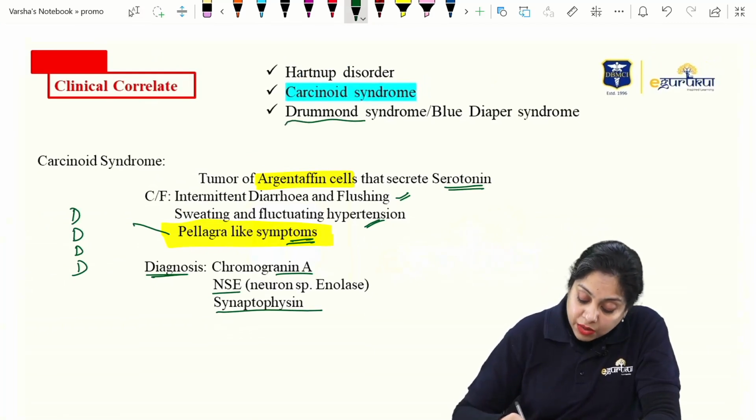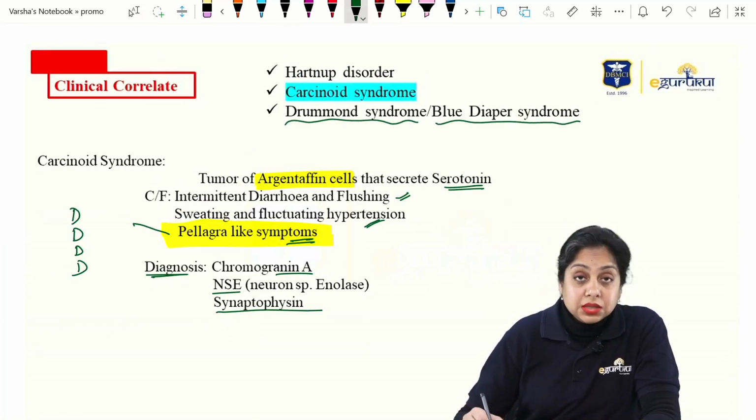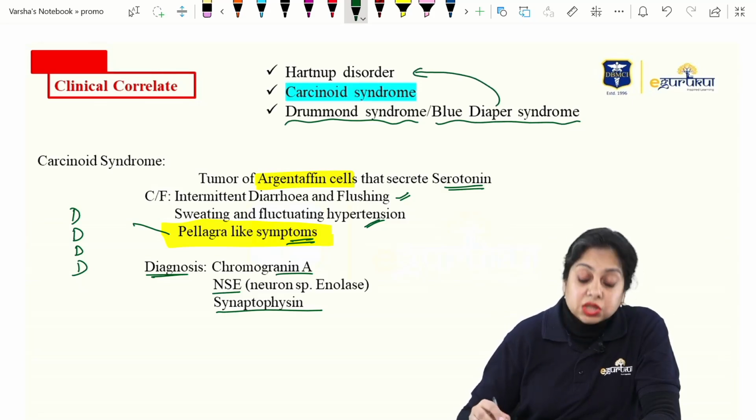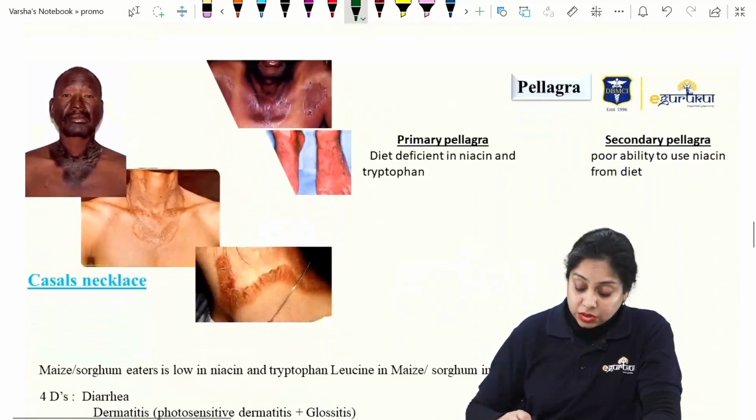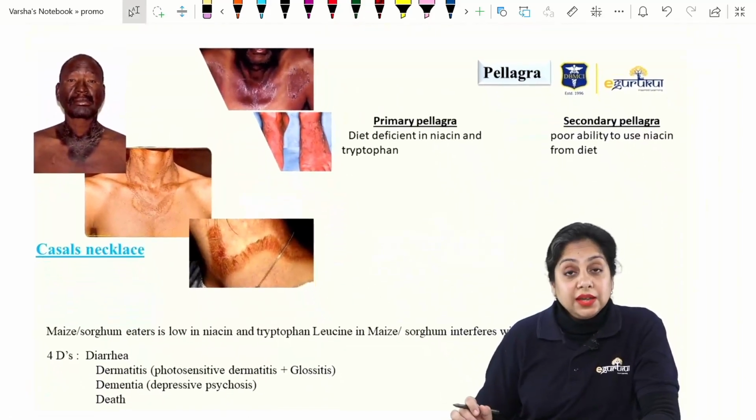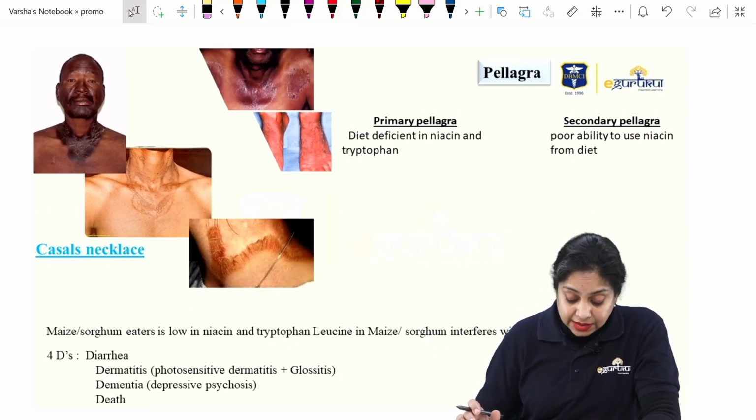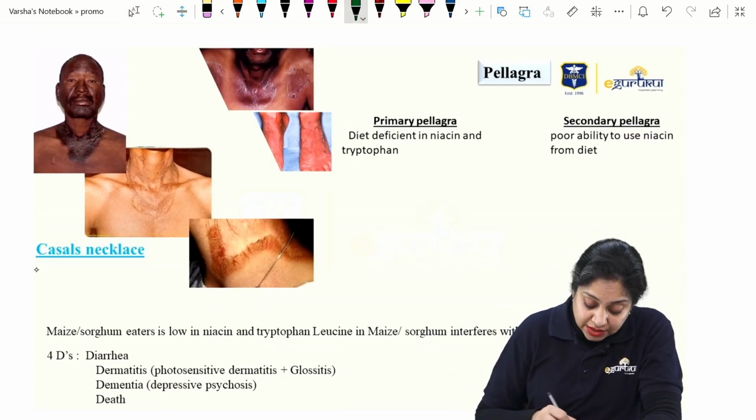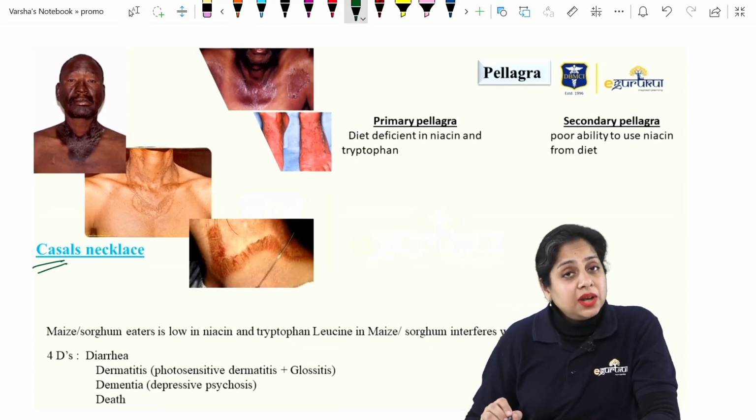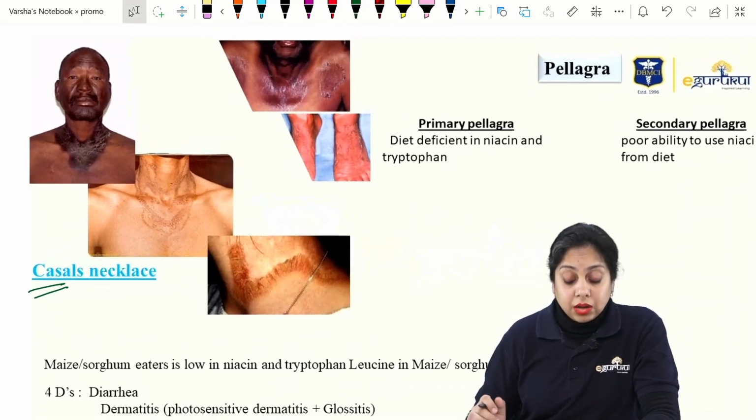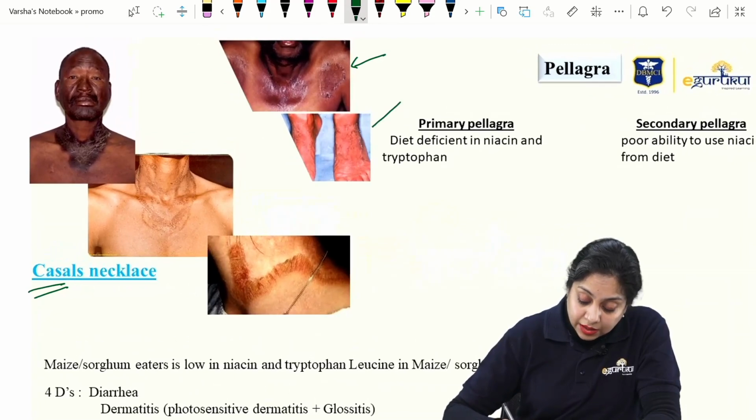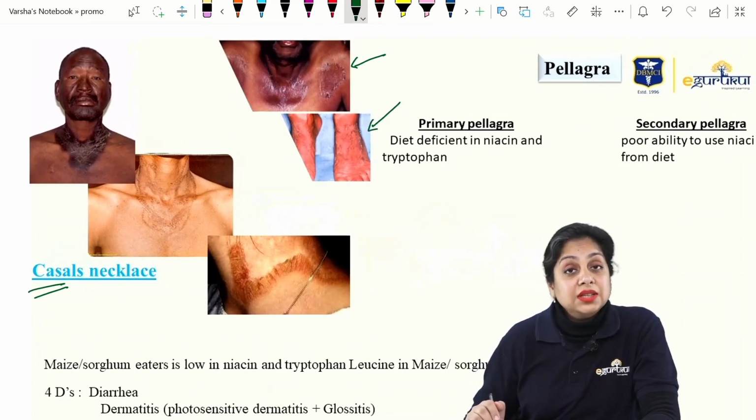Last one is Drummond syndrome, or you can say blue diaper syndrome, which is actually in conjunction with the Hartnup disorder, because in the Hartnup disorder we see the Drummond syndrome. Okay, before taking that, let's take a dive into the pellagra, since we are talking about this. Pellagra is all these symptoms we see. What do we see? The Casal's necklace we see. So you can have any of these kinds of pictures in the question, or there can be skin disorders in any other parts of the body as well, right?